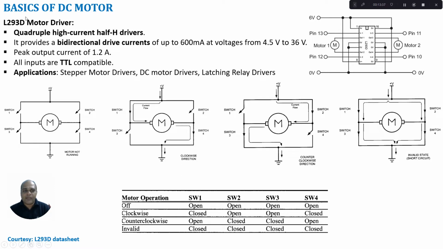Such a type of L293D motor driver can provide bidirectional drive currents up to 600 milliampere at voltages from 4.5 volt to 36 volt. Peak output current of 1.2 ampere is supported. All inputs are TTL compatible. So we can directly interface this L293D motor driver to your microcontroller.